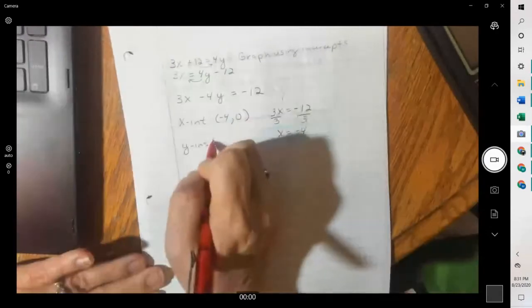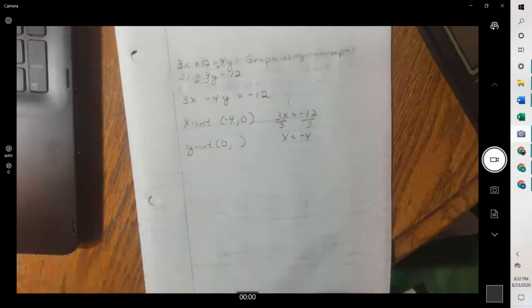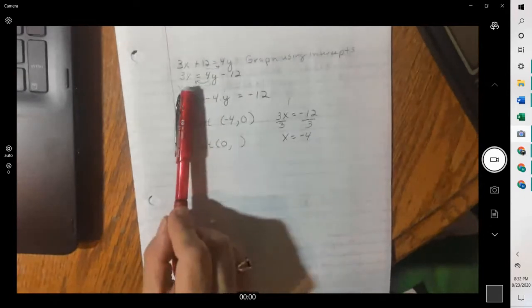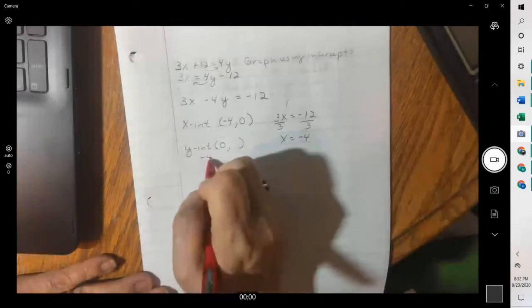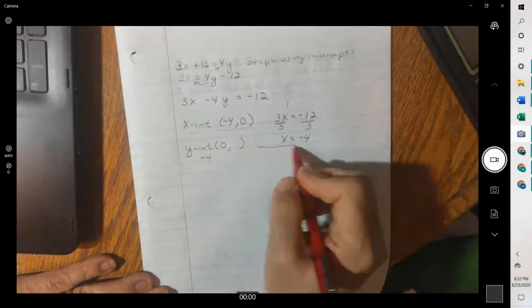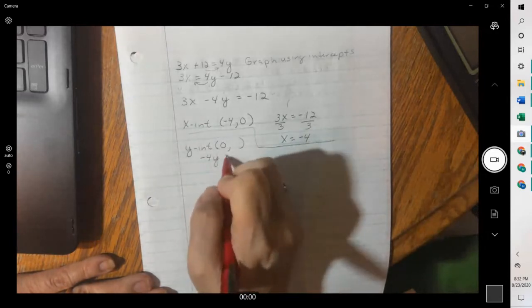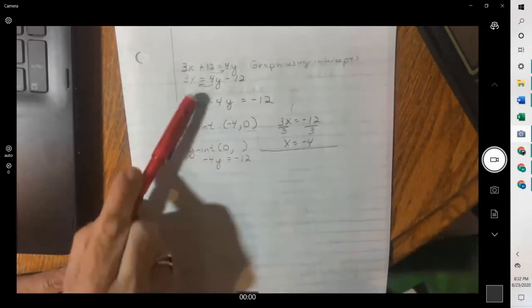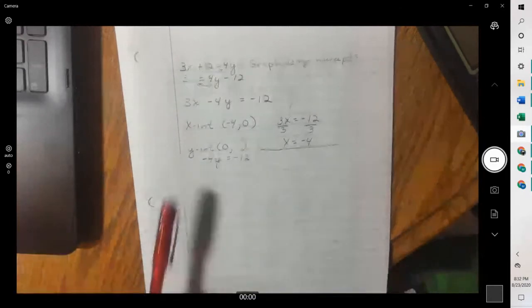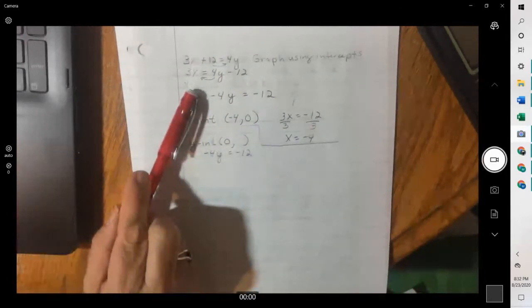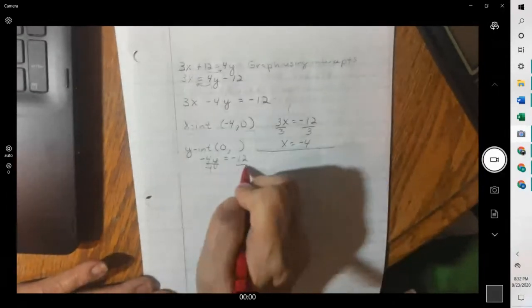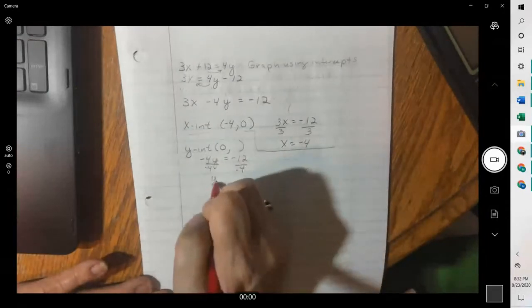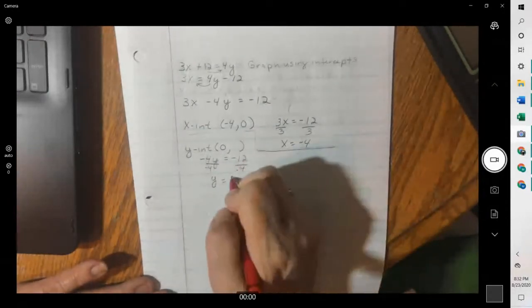The y-intercept is when x is 0. If we look at this equation, if x is 0, this drops out. So then we have negative 4y equals a negative 12. You could actually just do this and then in your head divide by the negative 4. Negative divided by negative is positive 3.